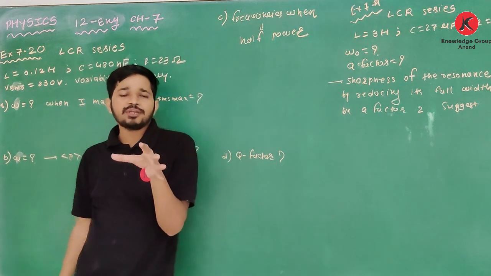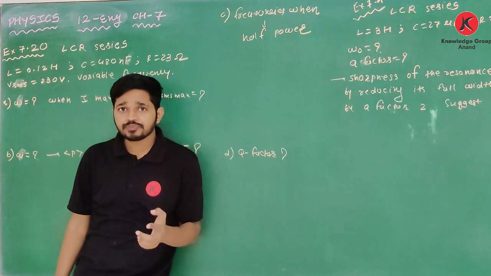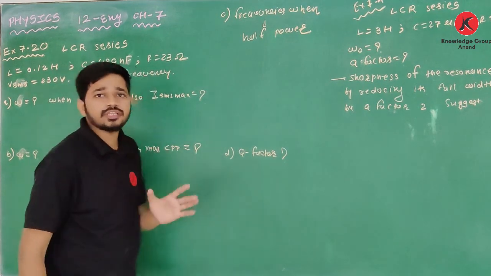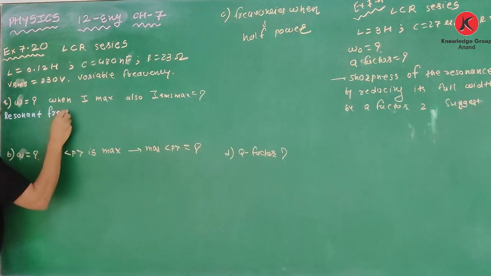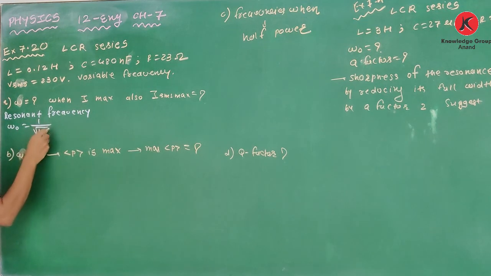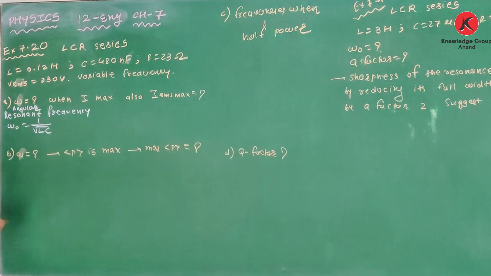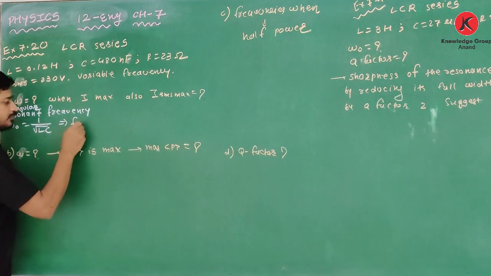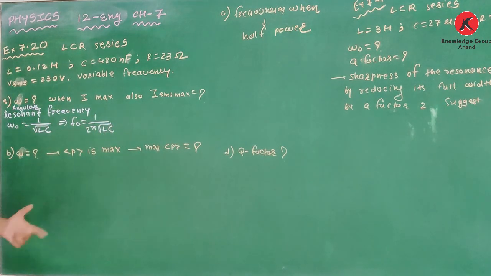I RMS maximum means maximum current. The amplitude of current becomes maximum when the circuit is operating at resonant frequency. So we have to find the resonant frequency. Angular resonant frequency omega 0 is 1 upon under root LC. If you want only frequency, then F 0 is 1 upon 2 pi under root LC. So you have to find both.